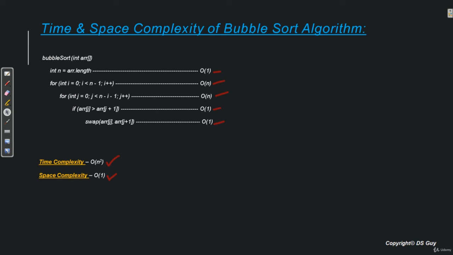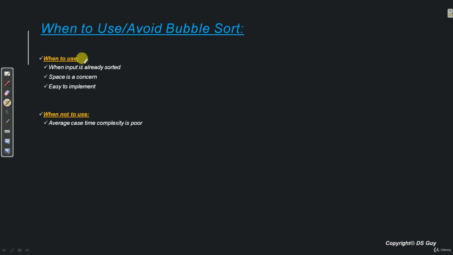Now let's quickly see in which scenario we should prefer the bubble sort algorithm and in which scenario we should not use it. So we can use bubble sort in three cases. That is, when input is already sorted. In those cases, bubble sort is very efficient.